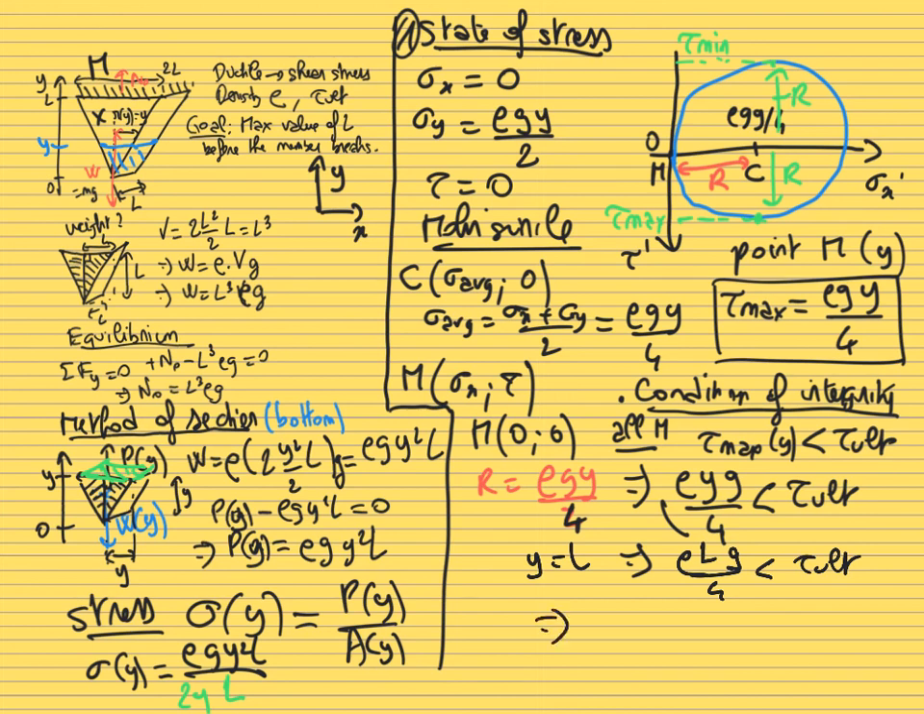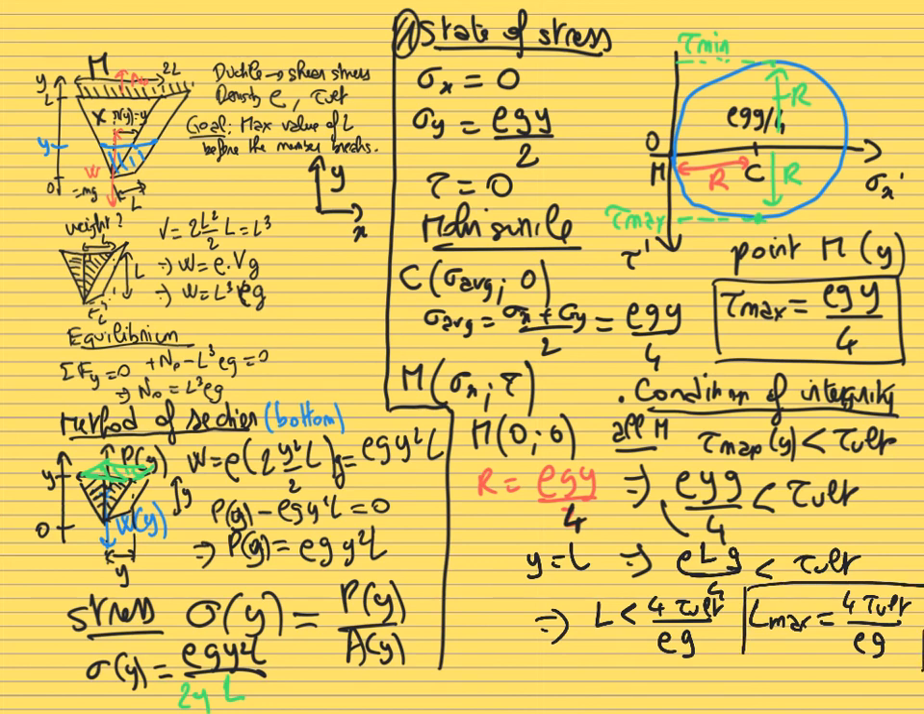So we need to just remember what we are looking for here: the maximum value of L. We can invert this inequation to say that for the condition of integrity, for which this material is not going to break, L has to be smaller than 4 times the ultimate shear stress divided by rho g. So for the material not to break, L has to be smaller than this critical value, which means the maximum possible length before the material will break is exactly this threshold value: 4 times the ultimate shear stress divided by rho g.